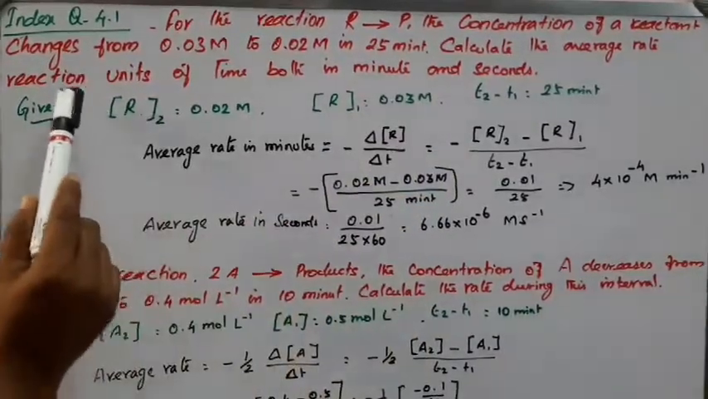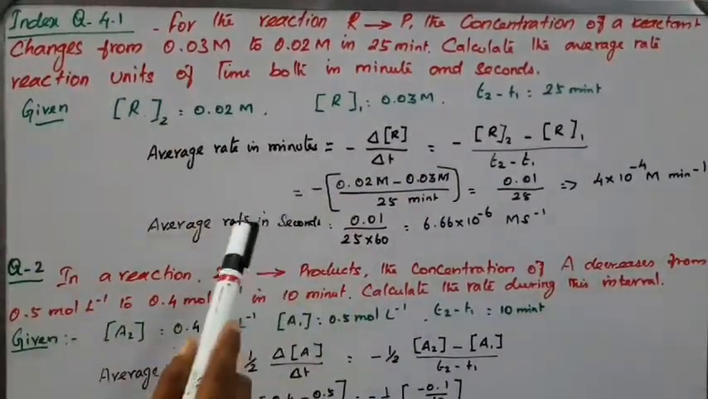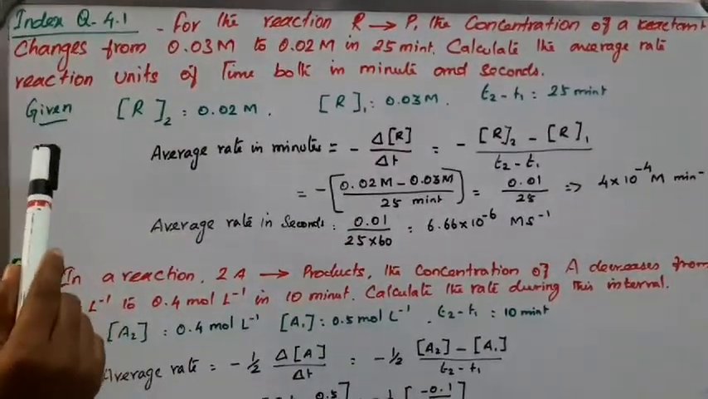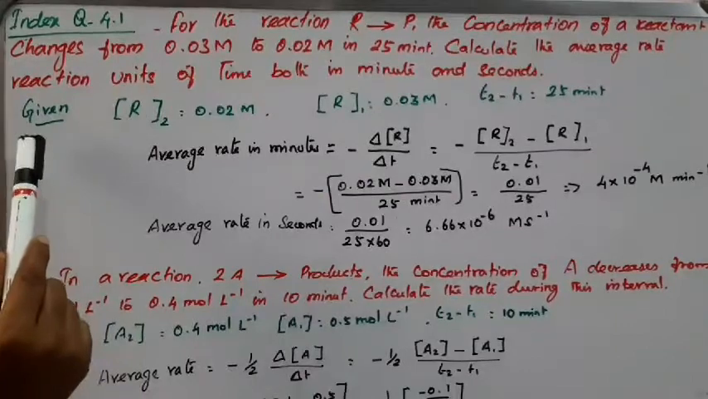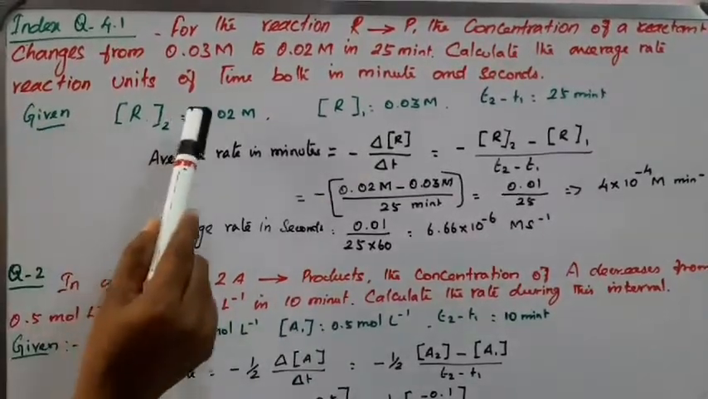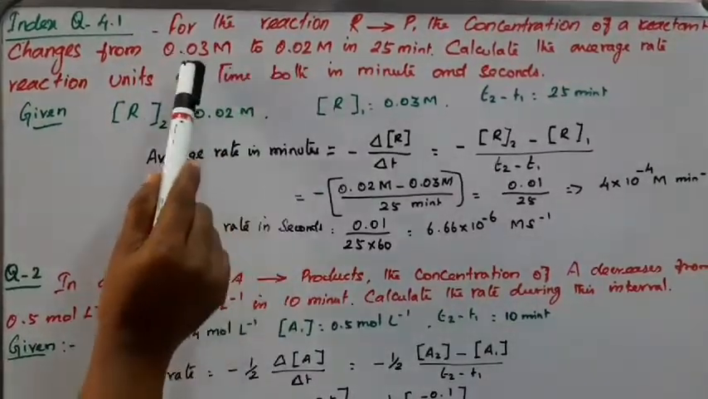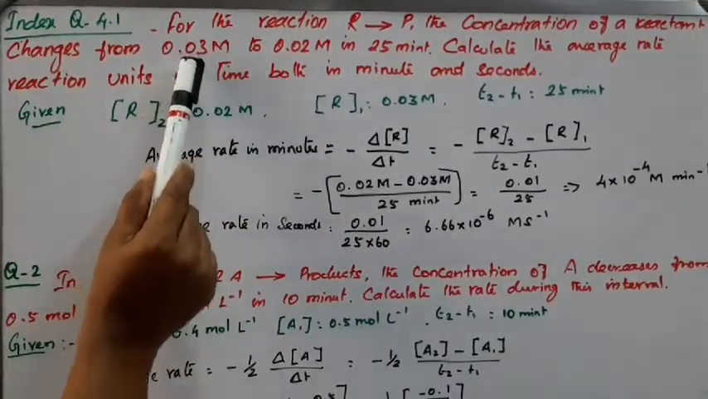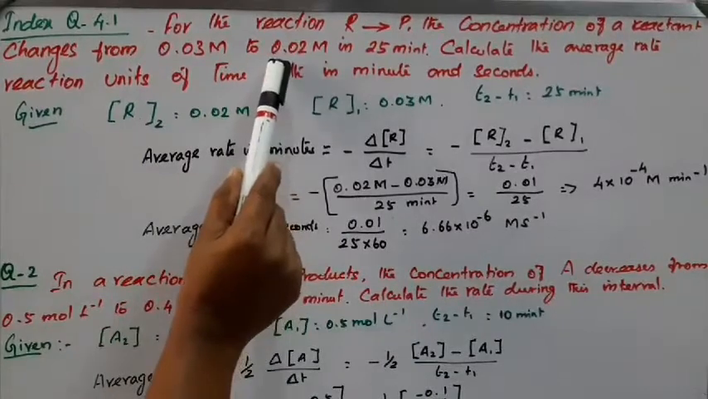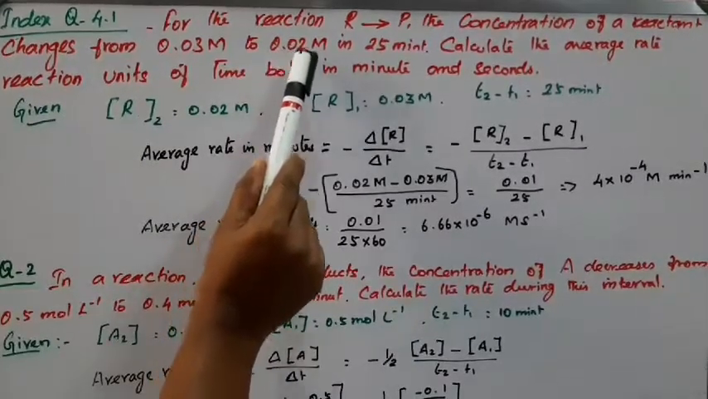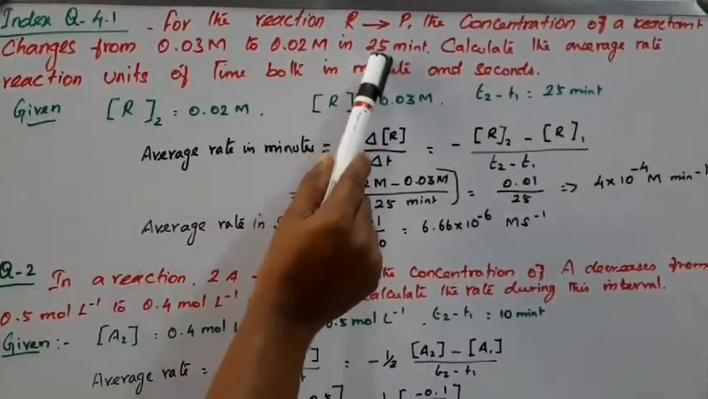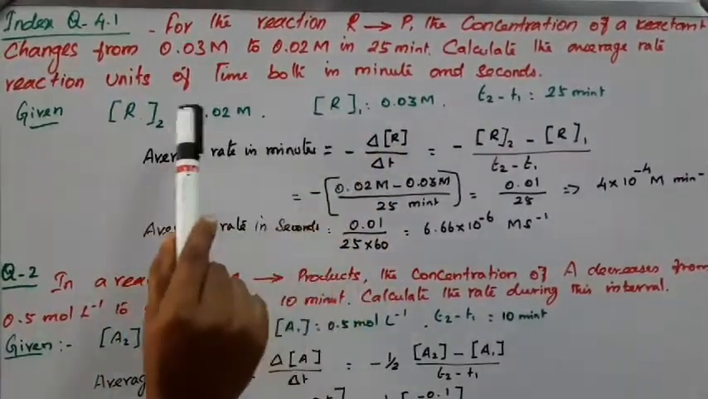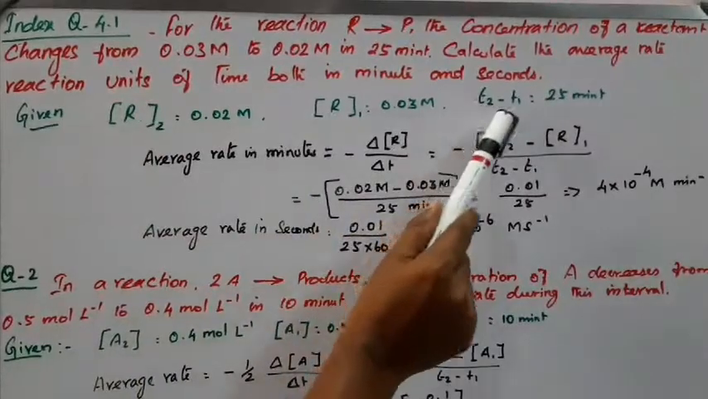Here it asks you to calculate the average rate. So, average rate, given data. Whatever sums you are going to do, write the given data first. Given data for R2 and R1 is given. R1, the initial molar concentration, is 0.03 molar, and the final molar concentration is 0.02 molar at a particular time, 25 minutes. So the initial value and the final value are given at the time interval.